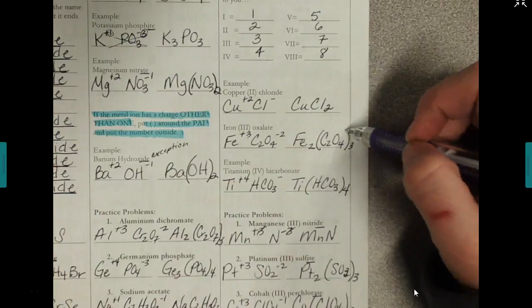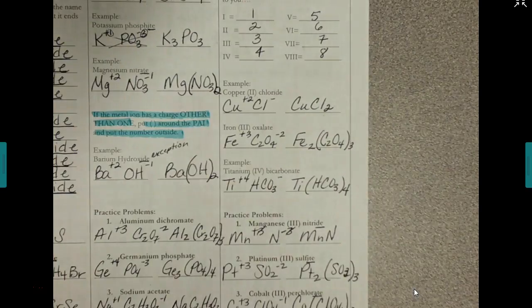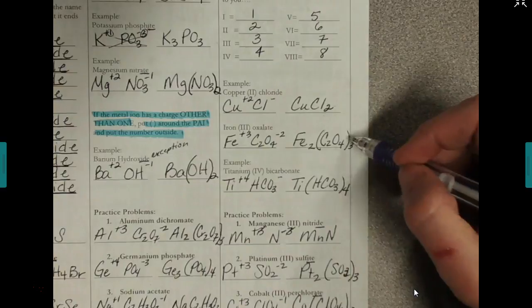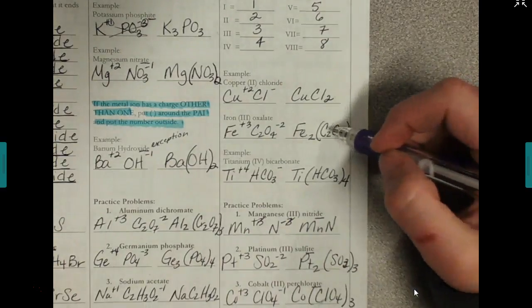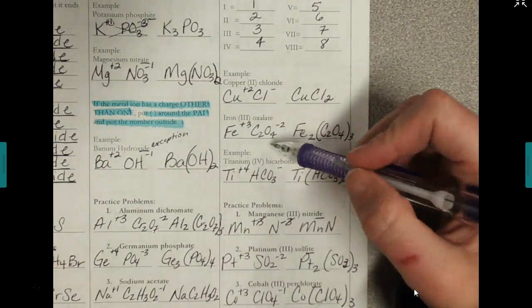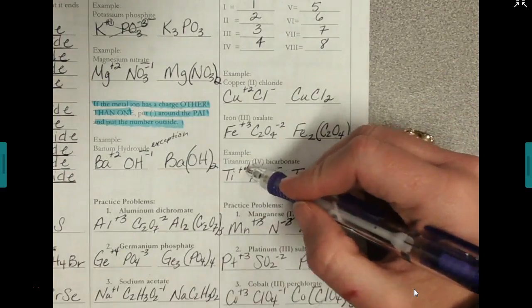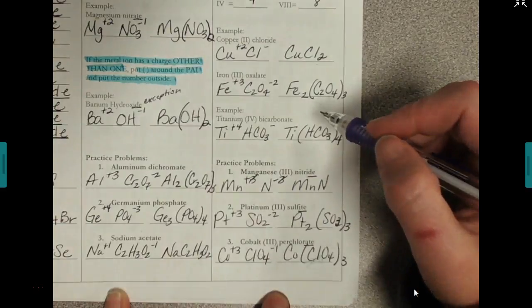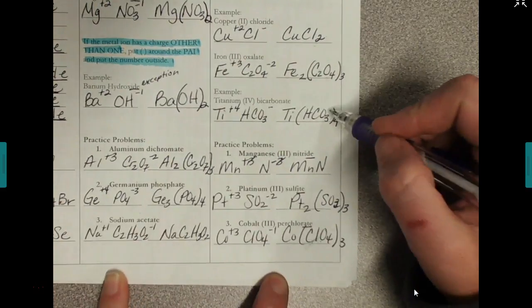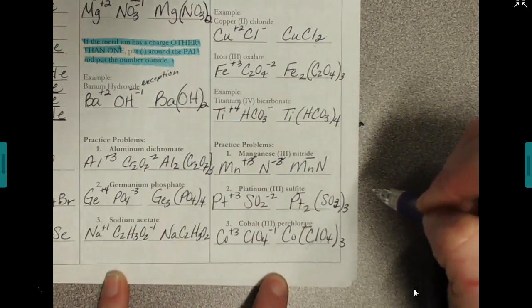Now don't forget to put this guy in parentheses because there's more than one. Otherwise I'd have 43 oxygens bonded to carbon, not thinking that's possible. Now titanium 4 bicarbonate. So Ti plus 4, HCO3 minus, swap and drop, and you have Ti(HCO3)4.